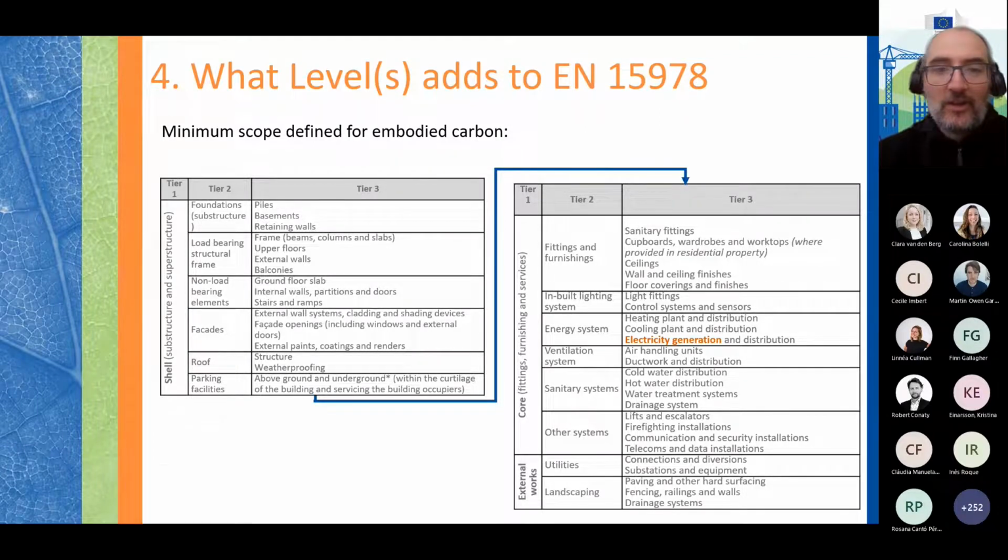But basically tier 1 splits a building into a shell, a core, and external works. And then beneath those you have a tier 2 breakdown of each of those, and then a tier 3 breakdown of each of the tier 2 parts of the hierarchy. And you can see here, I've just highlighted electricity generation is very much included in the scope of Levels. So when you bring those on-site renewables into the building, the embodied carbon of those systems is also supposed to be counted with Levels.